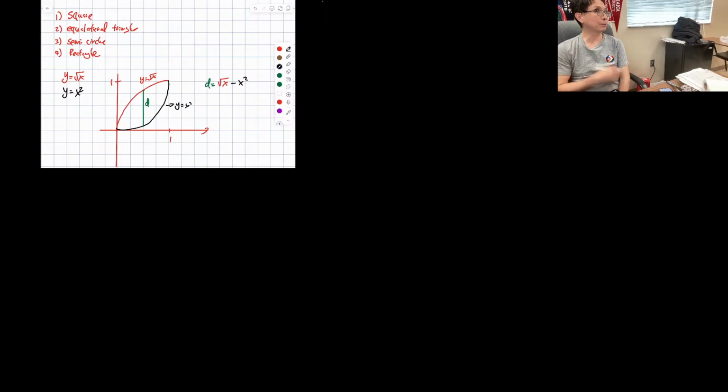Because top is the distance from here to here, right? The bottom's distance is from here to here. If you subtract, I'm going to get a d. D is the distance between two graphs. Now, the d is going to be the base of the cross section. So you are going to have something like this.